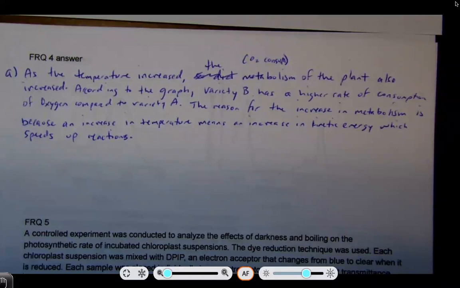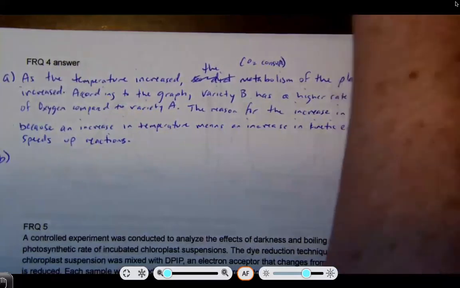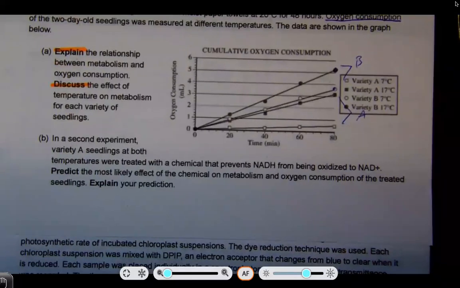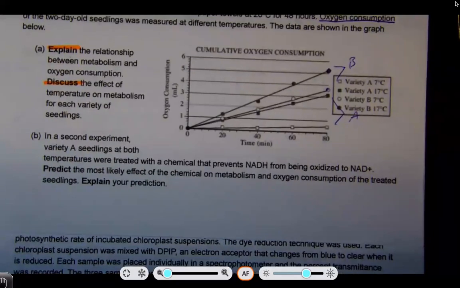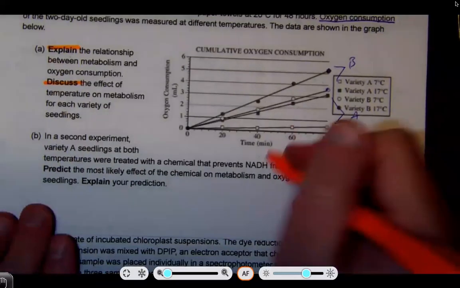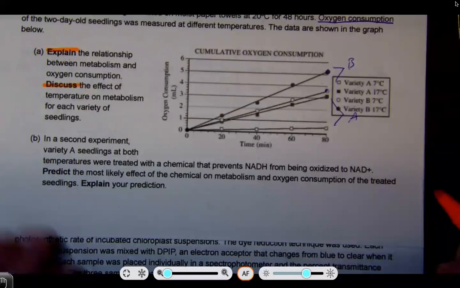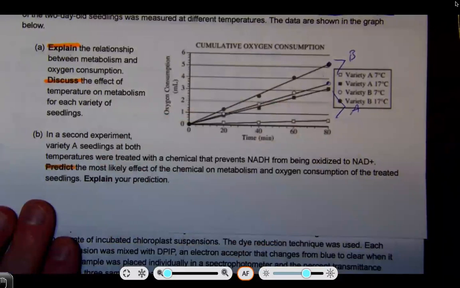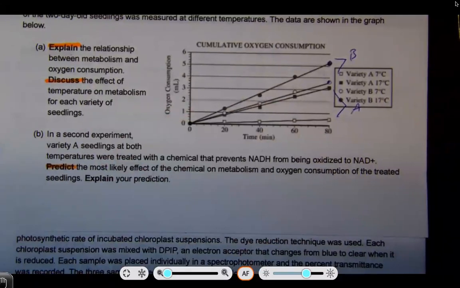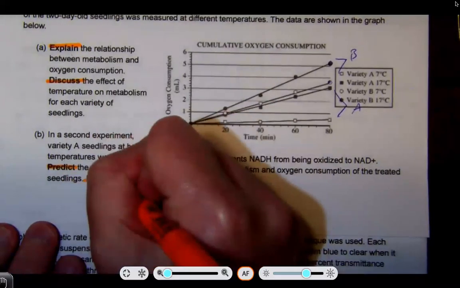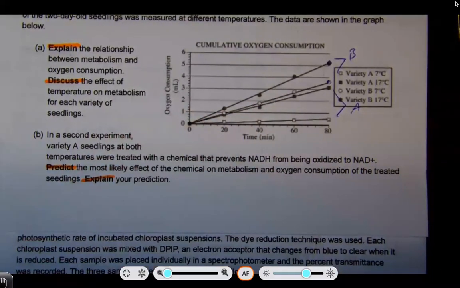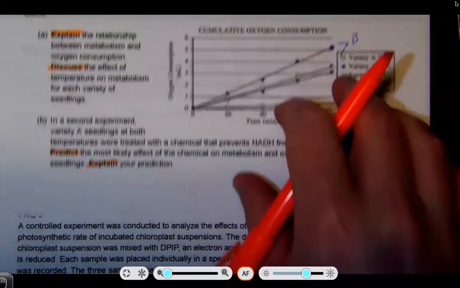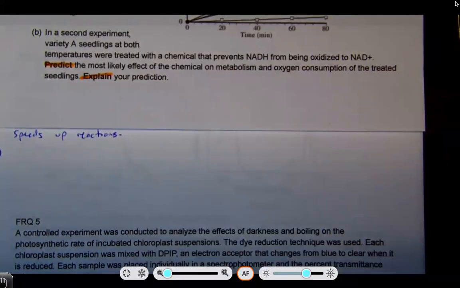Now for part B, in a second experiment, variety A seedlings at both temperatures were treated with a chemical that prevents NADH from being oxidized to NAD+. Predict the most likely effect of the chemical on metabolism and oxygen consumption on the treated seedlings. And then it asks you to explain your prediction. So for this one, we need to do two parts. The first part is predict the most likely effect of blocking NADH.